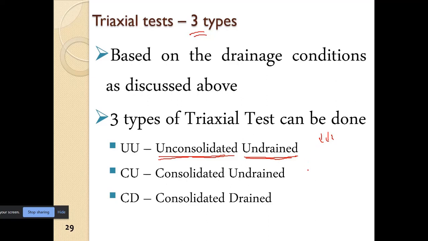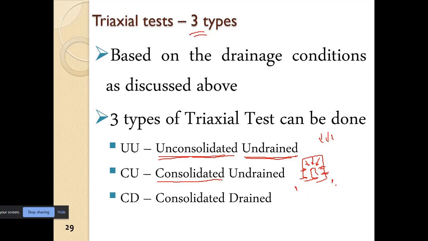Now the second one is when we allow the drainage of the sample in the cell pressure application stage. So we apply the cell pressure and we allow the drainage of the sample. So in that case the sample will get consolidated. So that is the consolidated. So drainage is allowed in the consolidation stage or in the cell pressure application stage. Then the drainage is stopped and the pore pressure is measured.